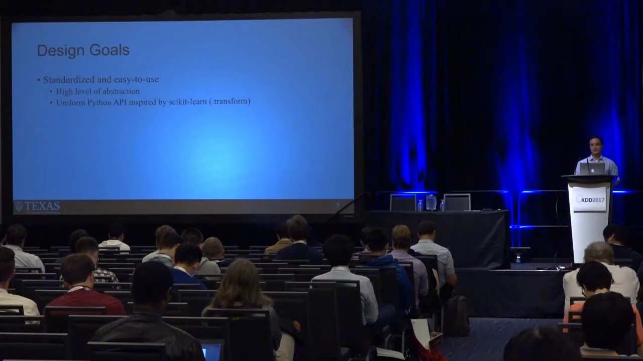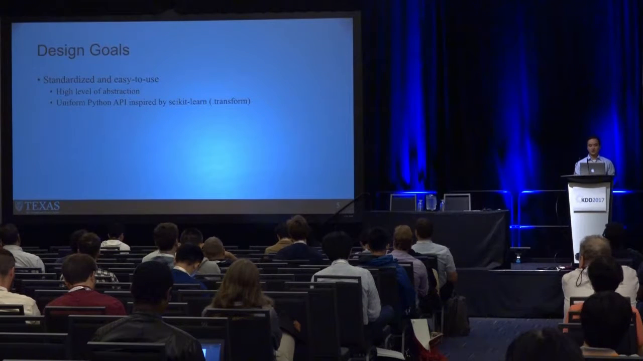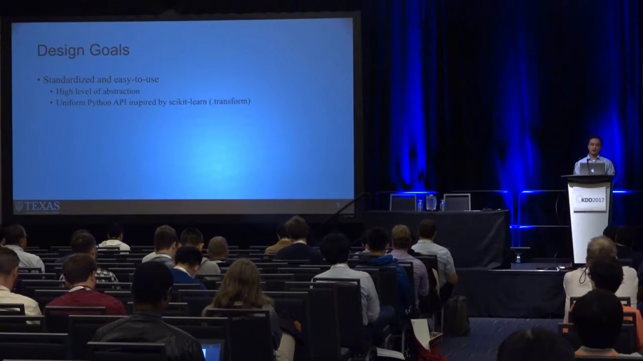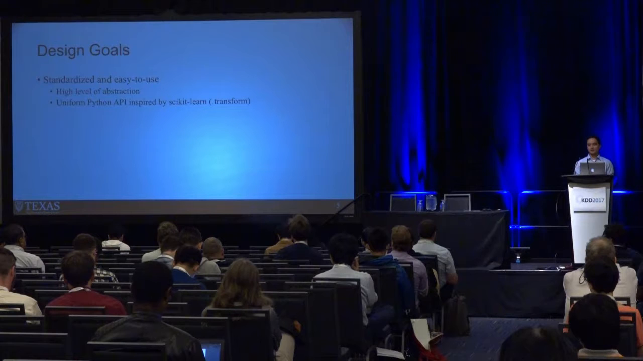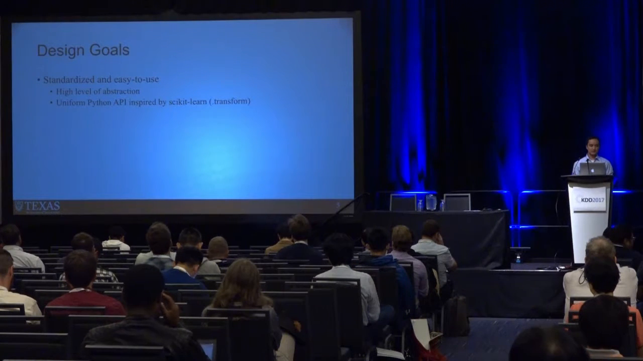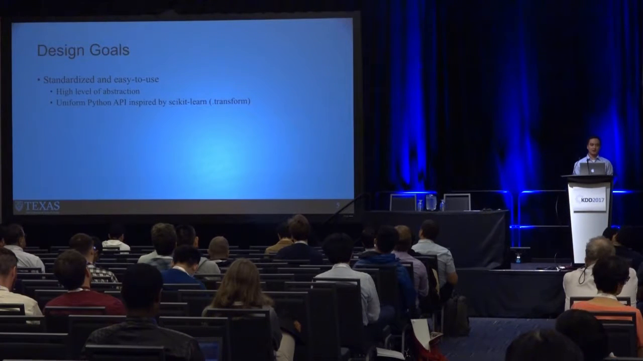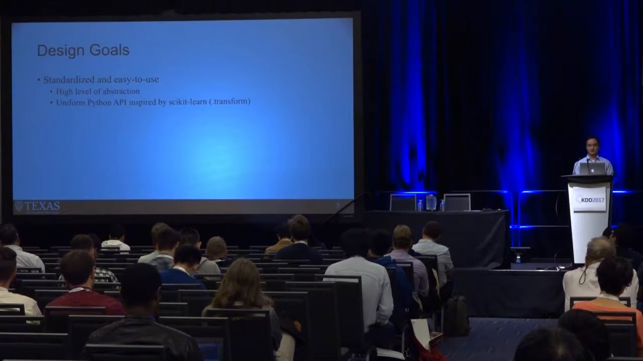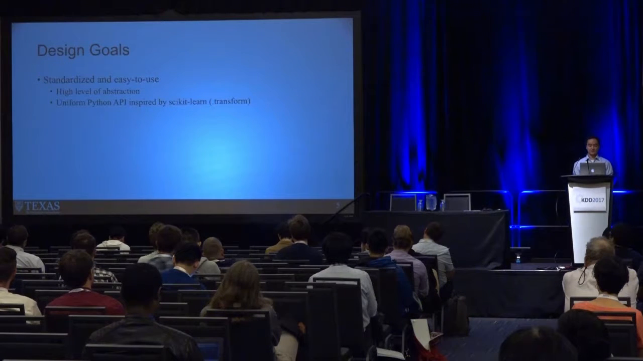First of all, we wanted to build Pliers to be very standardized and easy to use. And to do this, we incorporate a very high level of abstraction, allowing users to perform more complicated feature extraction methods using a few lines of code and not having to deal with the nitty-gritty of feature extraction. Another part of making it easy to use was establishing a uniform Python API. Each feature extraction method is interfaced just by a simple transform method, and we took this inspiration from scikit-learn.